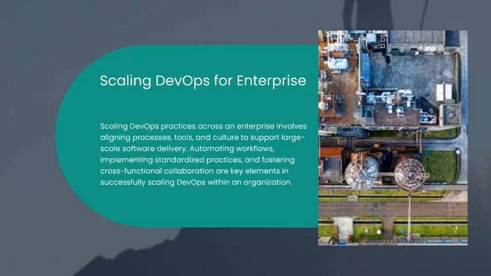Scaling. DevOps practice has to be scaled in the enterprise, which requires process, tools, and culture to support any large-scale software delivery. If any one of them, process, tools, or culture, is missing, scaling DevOps will always be a challenge. It's like automating workflow: make sure people have trust in the tools that make the complete automated process. Standard practice and fostering cross-functional collaboration will also help you there.